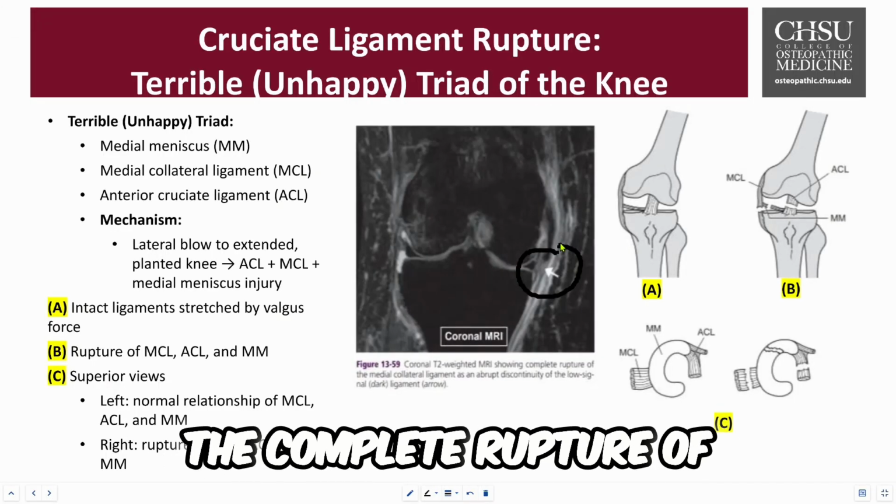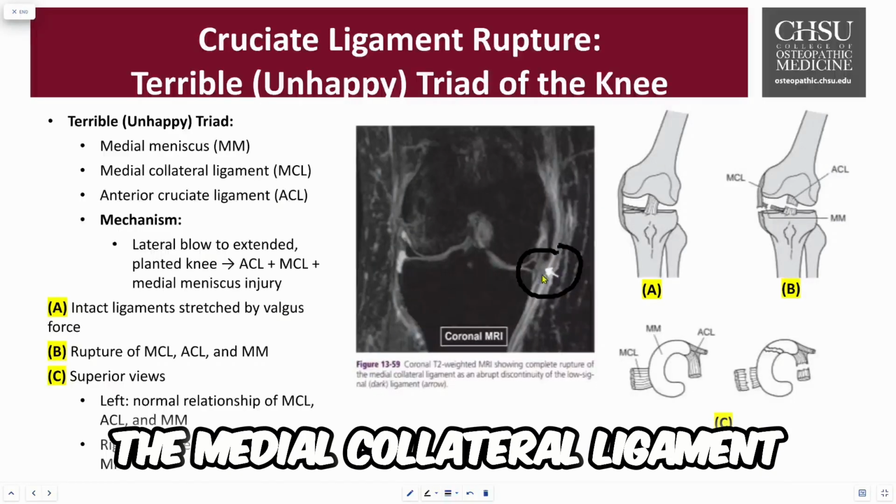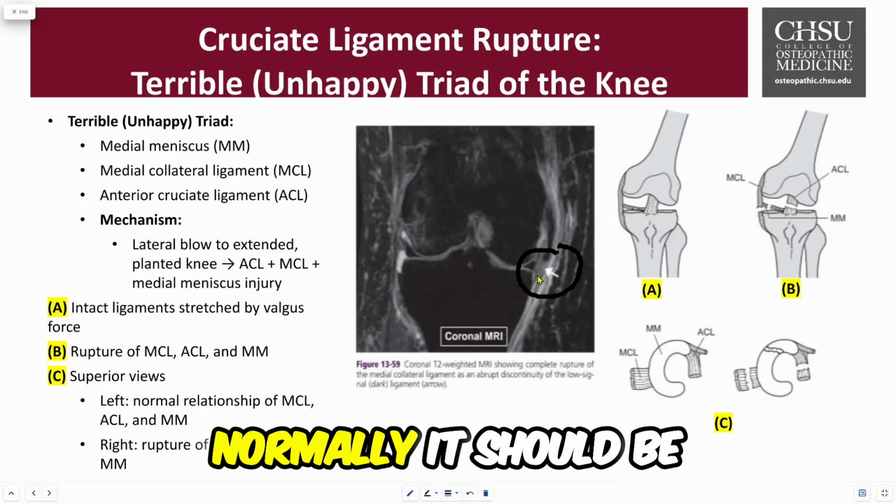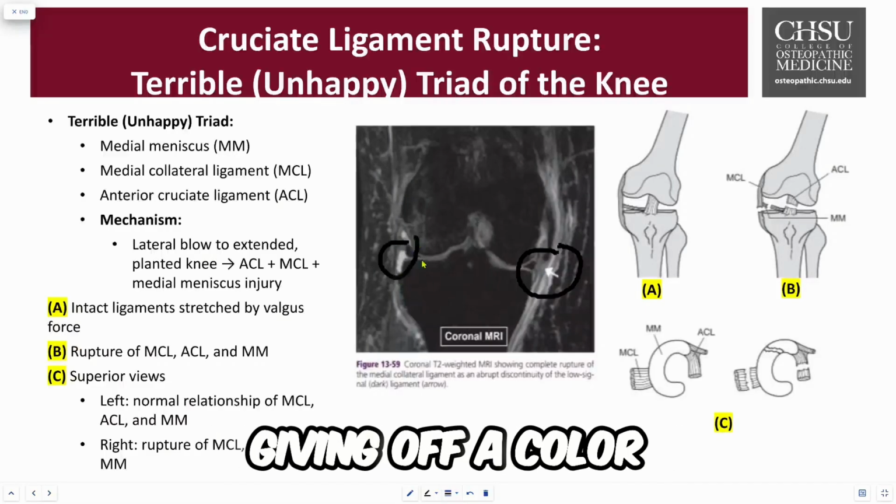In this case, there is a complete rupture of the medial collateral ligament. You can see it's not intact. It's a low signal, not bright. Normally it should be nice and bright. The ligament should be giving off a color.